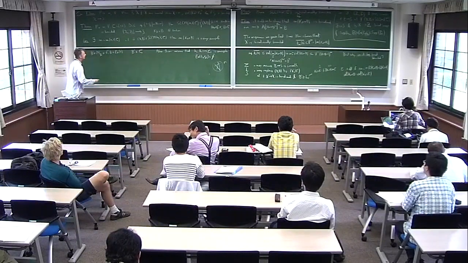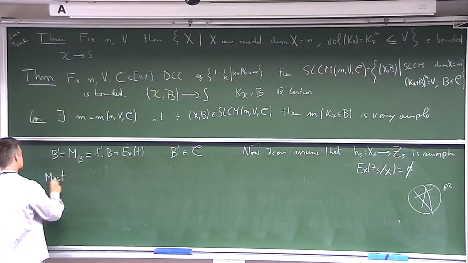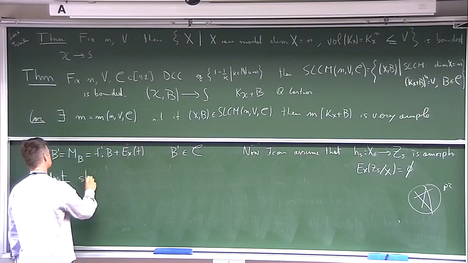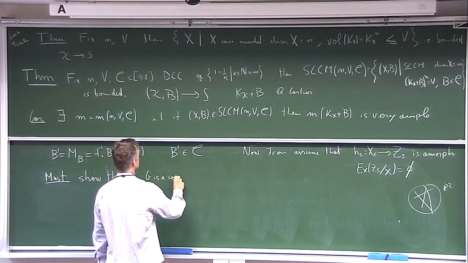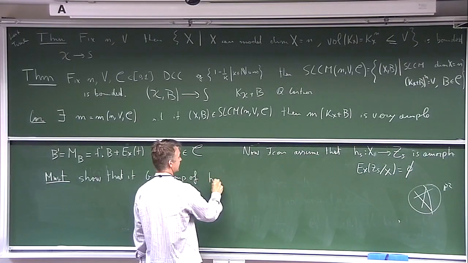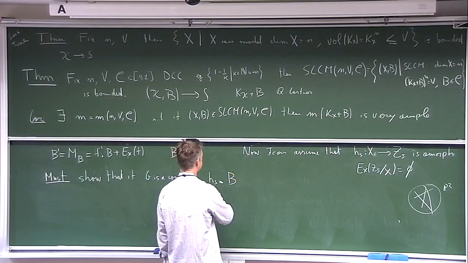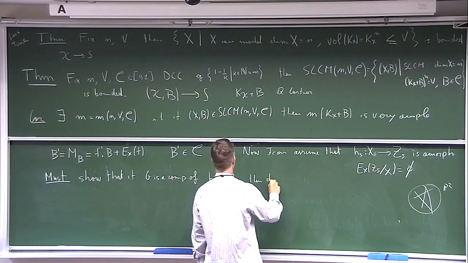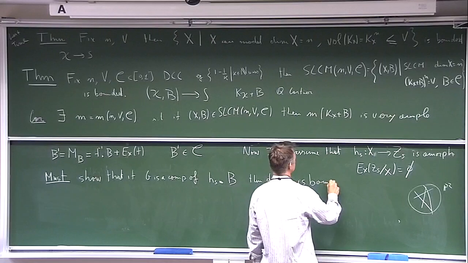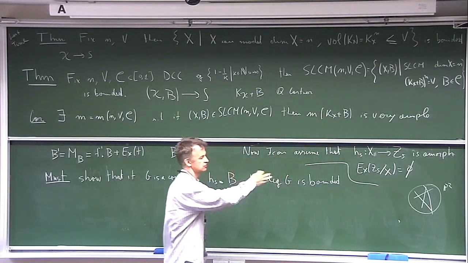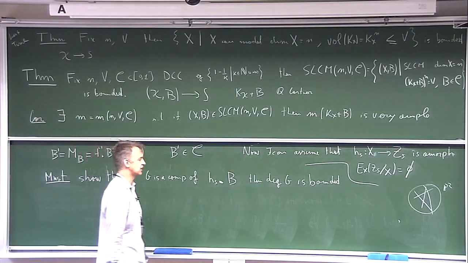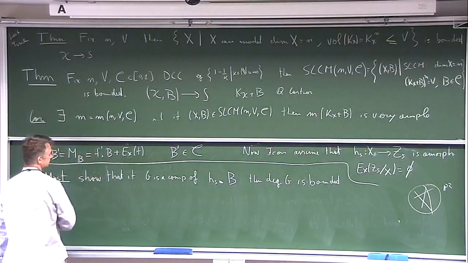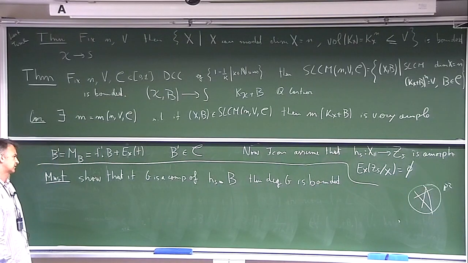Okay, so what we need to do, showing that it's birationally bounded after these reductions, really amounts to this: we must show that if G is a component of the support of H_S lower star of B, then the degree of G is bounded. This is certainly a necessary condition. If it belongs to a bounded family, then it must have bounded degree. But it's also a sufficient condition by a Hilbert scheme argument, I guess a Chow scheme argument. By standard, you just look in Grothendieck's paper, it's stated that way. Okay, so how do I show that?